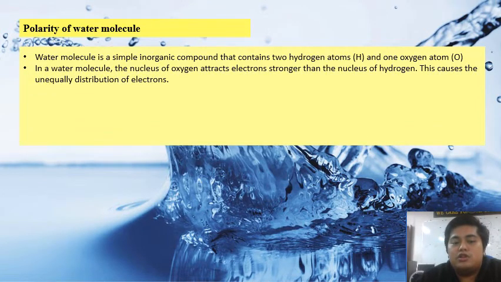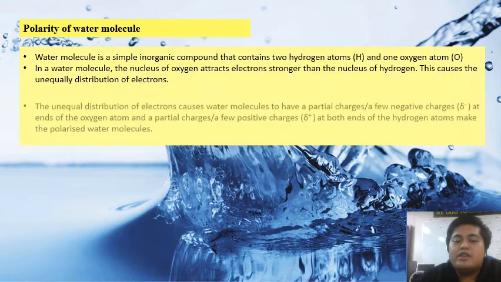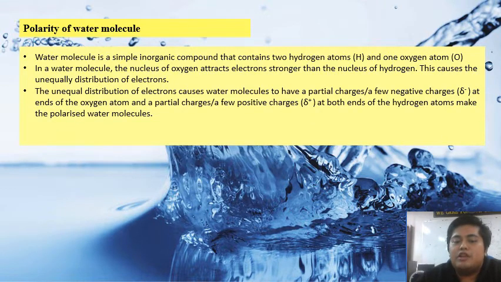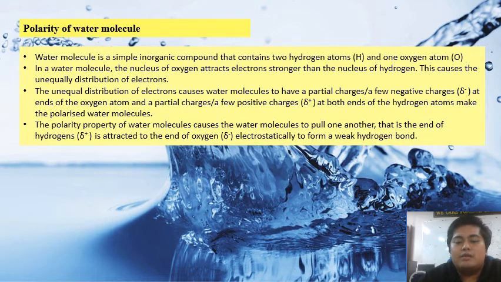So, in a water molecule, the nucleus of oxygen attracts the electron stronger than the nucleus of hydrogen. This causes the unequal distribution of electron. The unequal distribution of electron causes the water molecule to have partial charges or a few negative charge at the end of oxygen atom and partial charges or a few positive charges at the end of hydrogen atom to make the water become polarized. So this polarity property of water molecule causes the water molecule to pull one another. That's the end of hydrogen is attracted to the end of oxygen electrostatically to form a weak hydrogen bond.